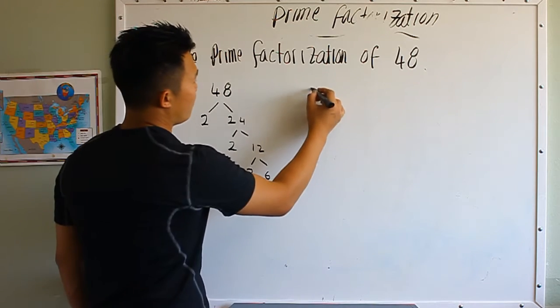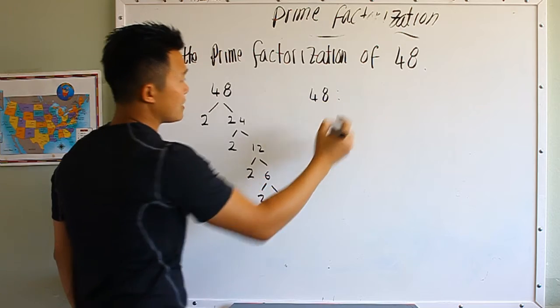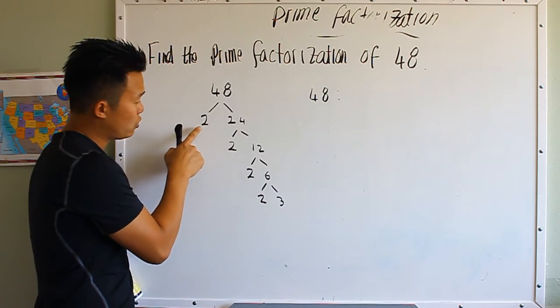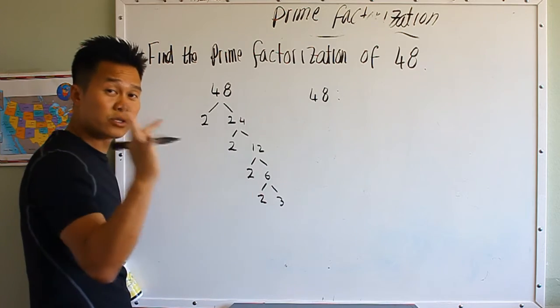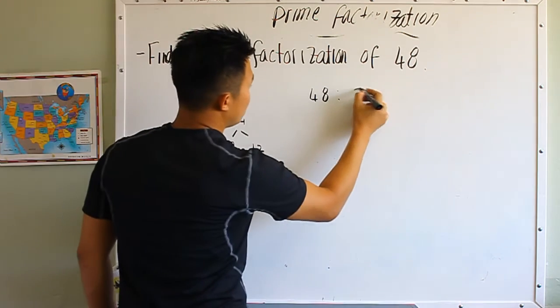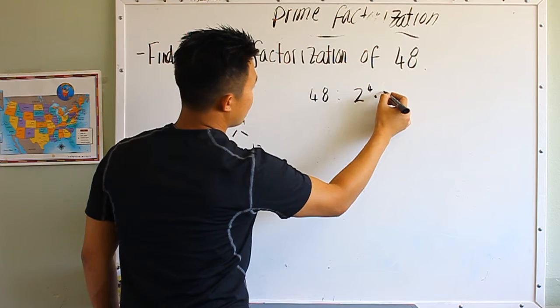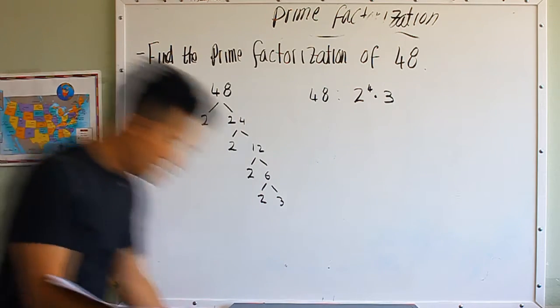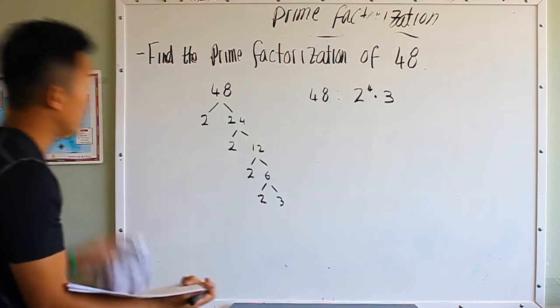So guess what? 48, as a product of prime numbers, it's 2 to the 1, 2, 3, 4. There are 4 2's, so we write it as 2 to the 4th times 3, and we're done. Okay. Now let's take a look at another one.